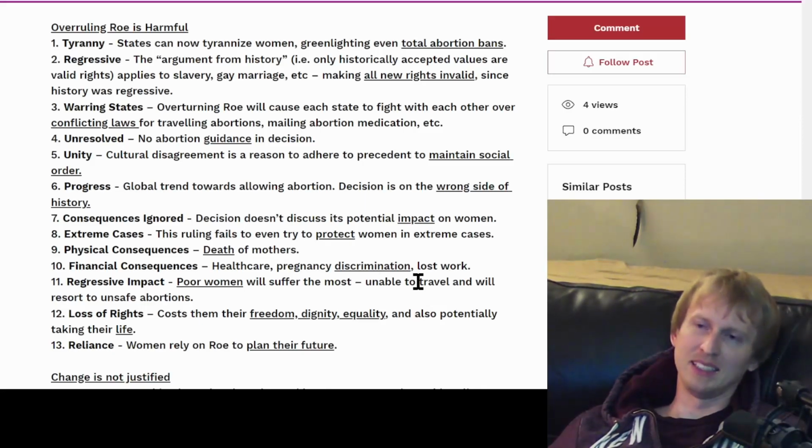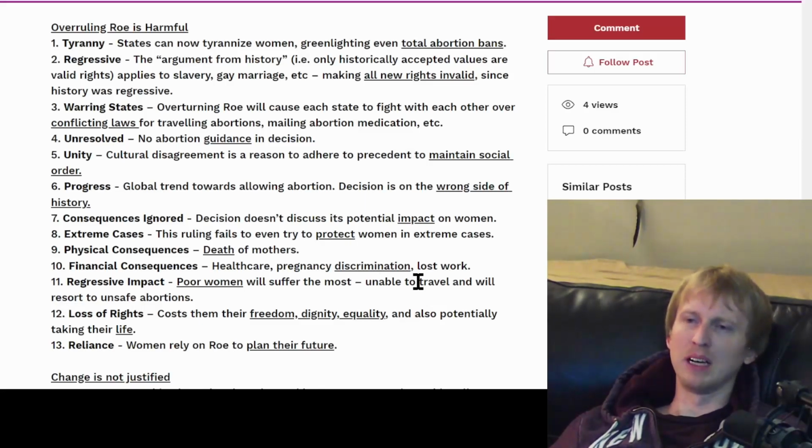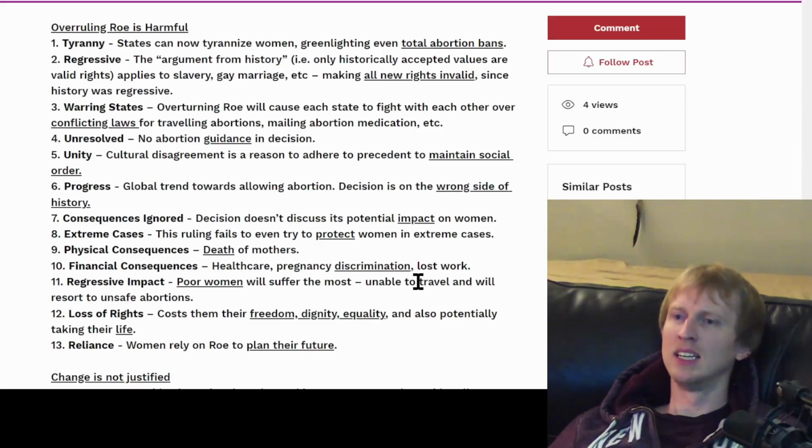Regressive impact. This to me is an important one. Poor women will suffer the most. The statistics, I forget the exact number, but my impression of the statistics is that a very significant quantity of abortions are the very poor, the lower class. The women with the least resources are the ones who rely on abortion the most. And so the regressive impact is that overturning Roe versus Wade is hurting the poor more than it's hurting the rich. The rich might be able to find loopholes. They might be able to travel out of state. The poor are just going to have a harder time with everything. Harder time getting healthcare, everything.